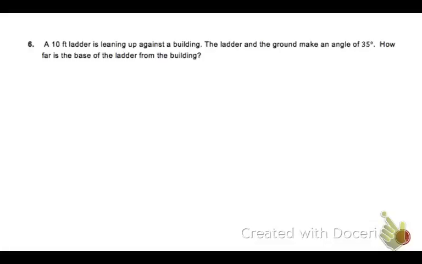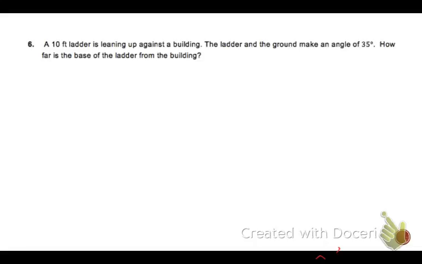Algebra 2, Unit 7 Study Guide, numbers 6, 7, 8, and 9. So in number 6, a 10-foot ladder is leaning against a building. The ladder and the ground make an angle of 35 degrees. How far is the base of the ladder from the building?